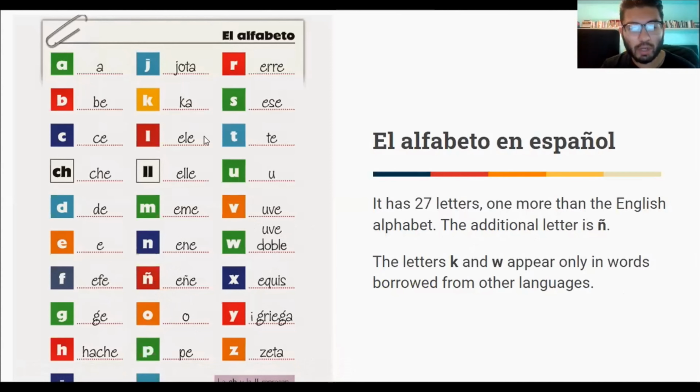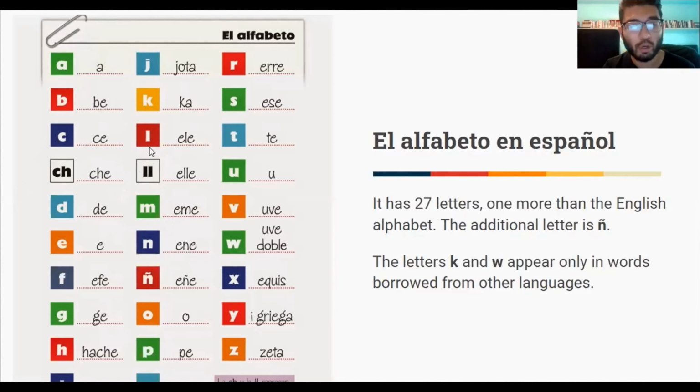This particular graphic has 29 letters. It has che and elle, which are no longer part of the Spanish alphabet, but we will go over them because they are very common and they produce specific sounds. But yes, they are included here because of those unique sounds that they produce when they are within a word, but they are not letters per se.